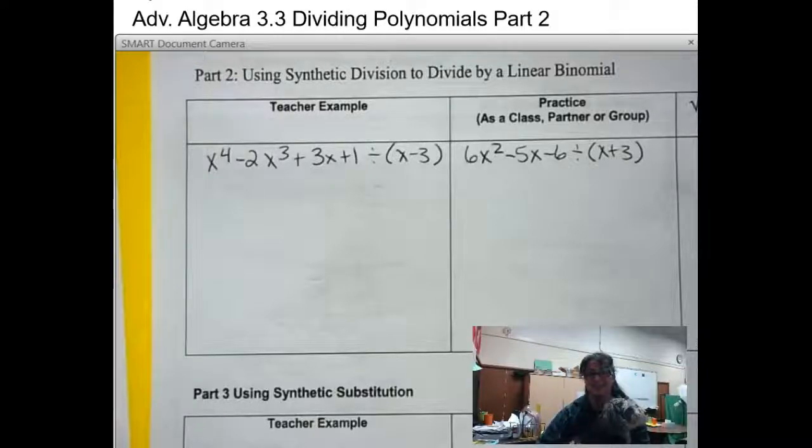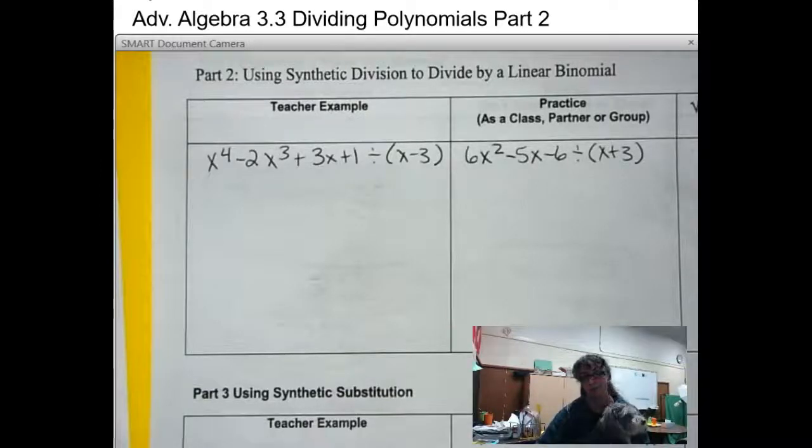Hey guys, so this is part 2 of dividing polynomials by a binomial, and we're going to use what we call synthetic division.